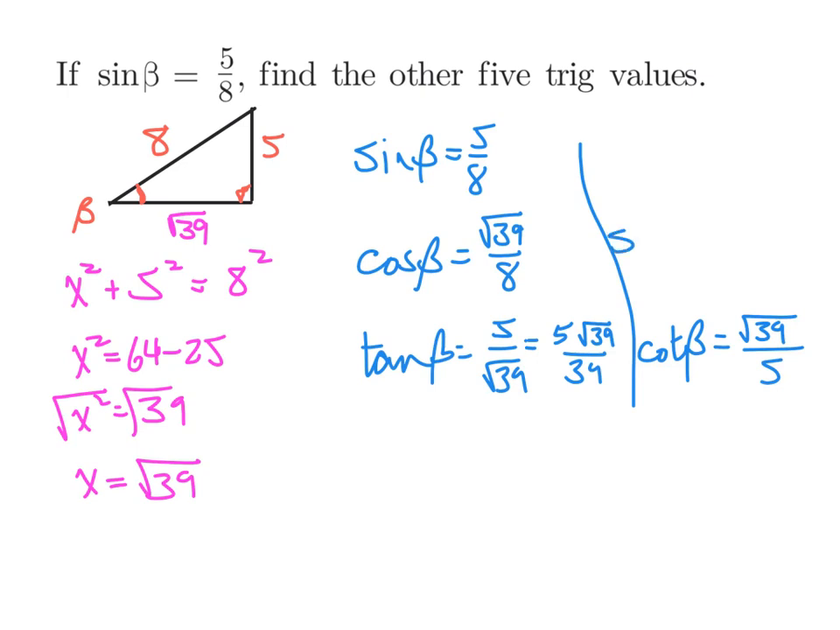For the secant of beta, we have to take the reciprocal of root 39 over 8, which would be 8 over the square root of 39. So simplifying that, it should be 8 root 39 over 39. And cosecant is the reciprocal of 5/8, or 8/5.